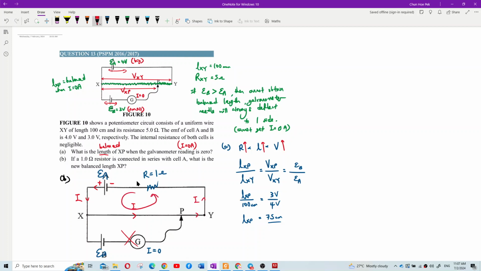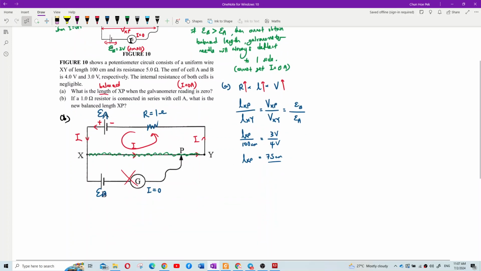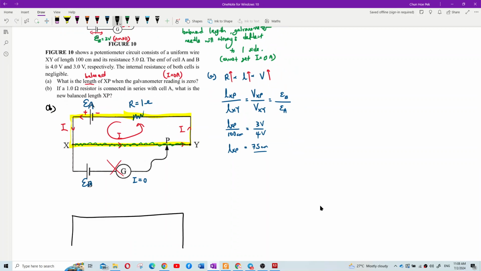So here we've got current, class. And you must also realize that this whole wire is actually a resistor wire. So if you look carefully at the top here, if we draw it again, it is something like this only.